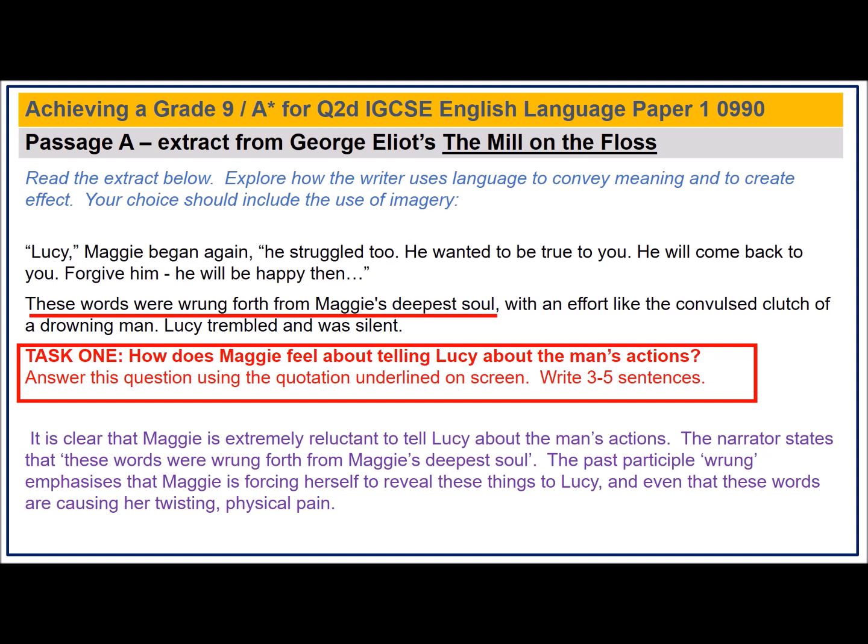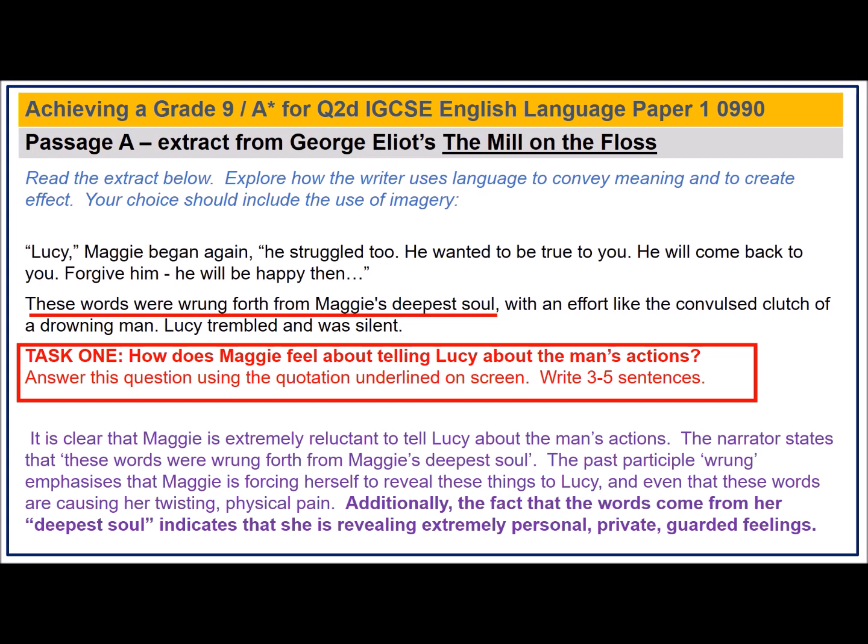But does it need to be developed further to get the grade 9? Yes. Here's the development. Additionally, the fact that the words come from her deepest soul indicate that she is revealing extremely personal, private, guarded feelings.